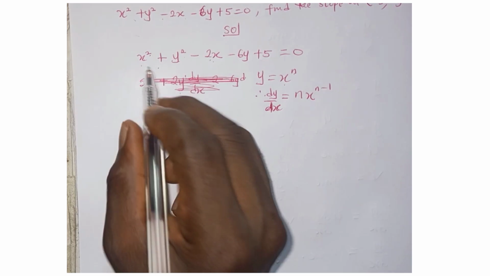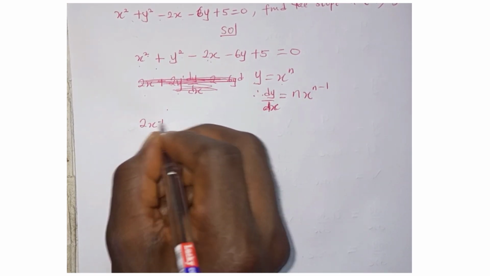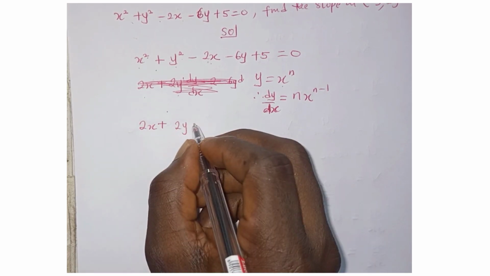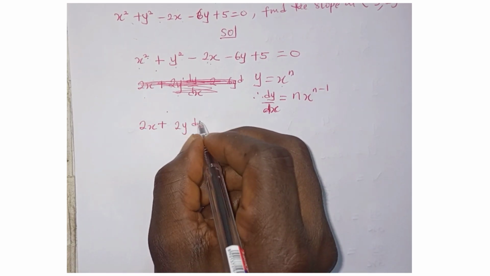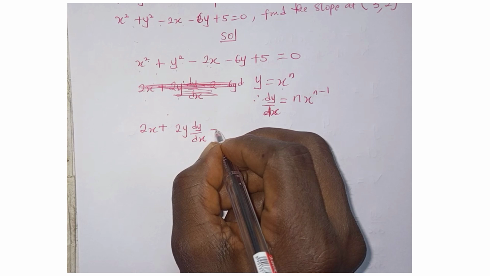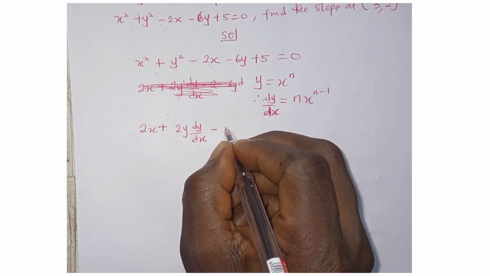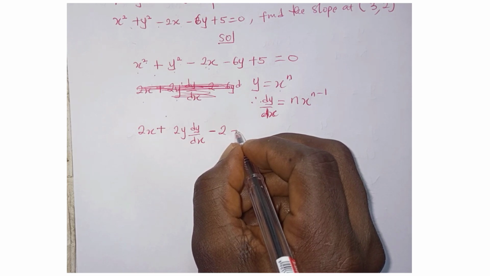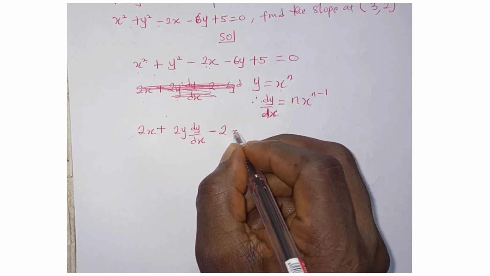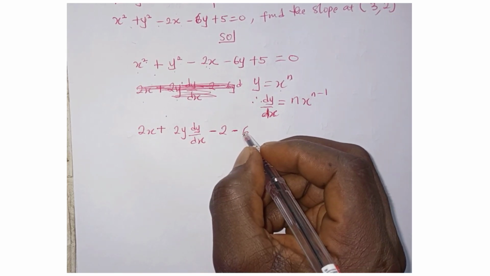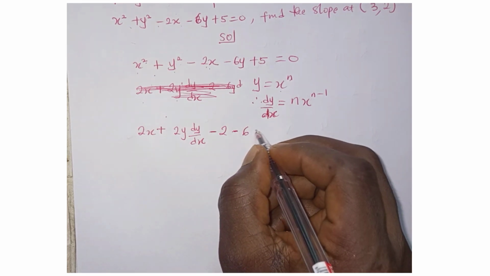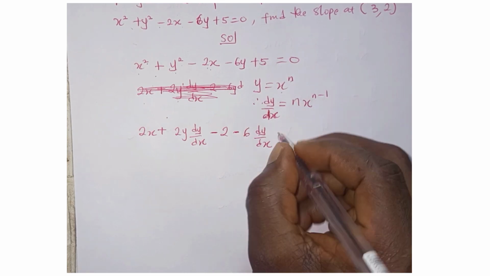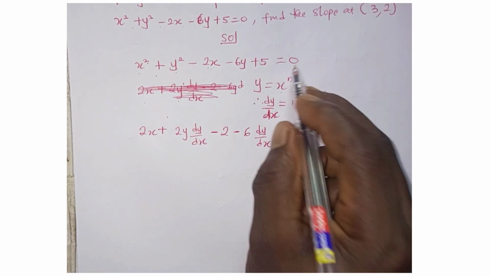Now, if I differentiate x squared, it will give me 2x. Plus, if I differentiate y squared, it will give me 2y, but for every differential of y, there must be dy/dx, so it will be 2y dy/dx. Minus, if I differentiate 2x, it will give me 2, and it will be minus 2 because of the minus here. Minus, if I differentiate 6y, it will give me 6. Don't forget the minus 6. But for every differential of y, there must be dy/dx, so it will be minus 6 dy/dx. If I differentiate a constant, it will give me 0. So equal to 0, because there is 0 here.